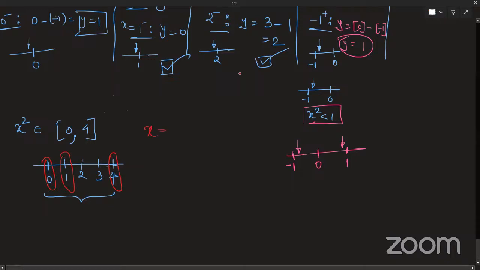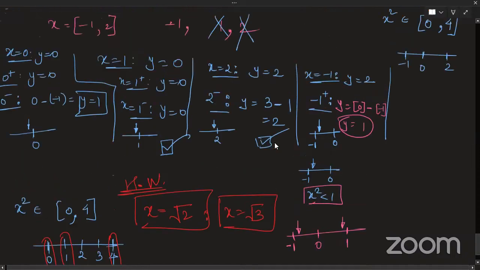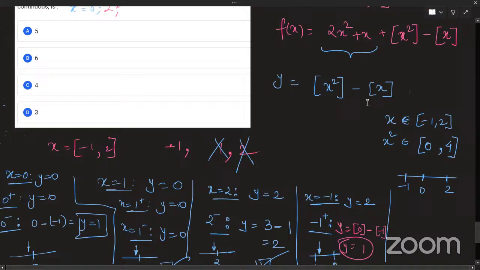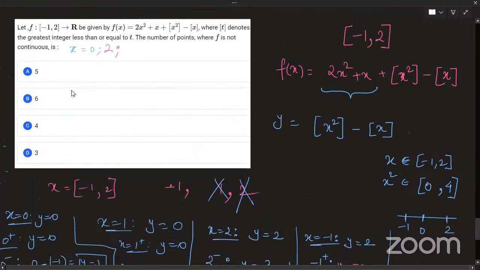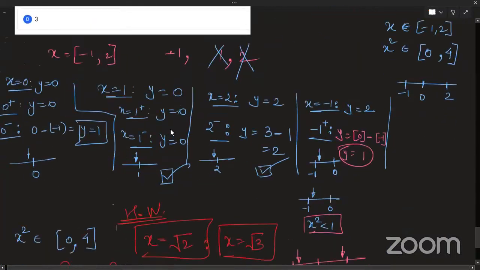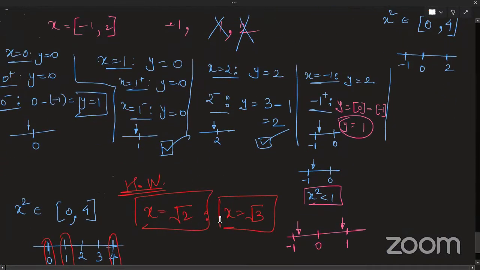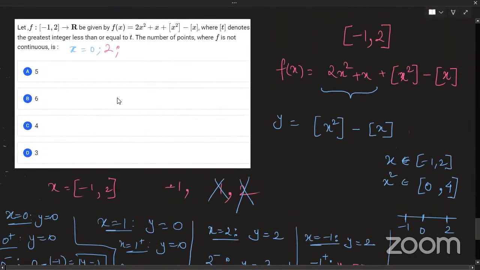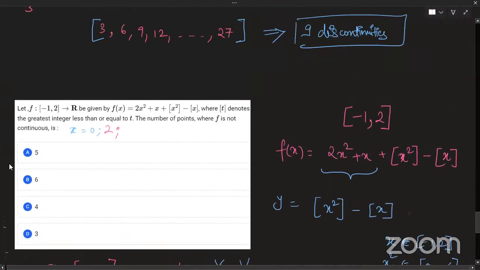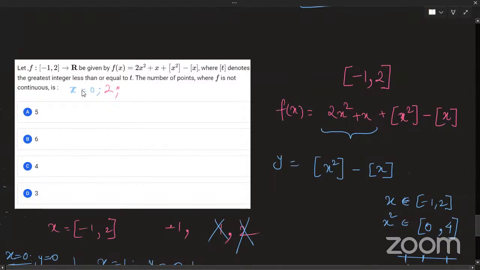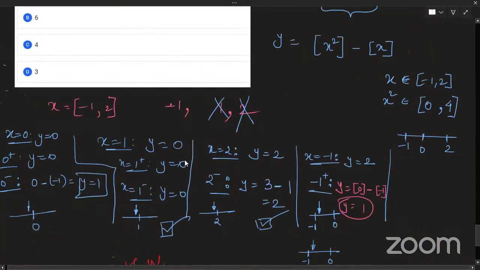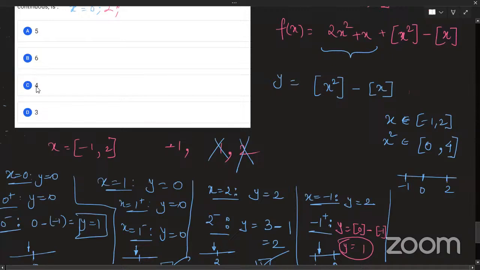What are the two values? One value is x is equal to square root of 2, and the other value is x is equal to square root of 3. And I want you to check it for homework. You can do it. I want you to check x is equal to square root 2 and x is equal to square root 3. At which of these points is it not continuous? And then tell me the final answer, how many points are there? So we have totally calculated 2 points at which it is not continuous. So I want you to check for these 2 points also and tell me what is the answer to this question. Fine?